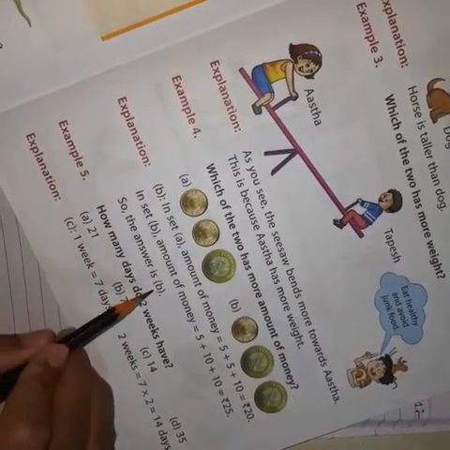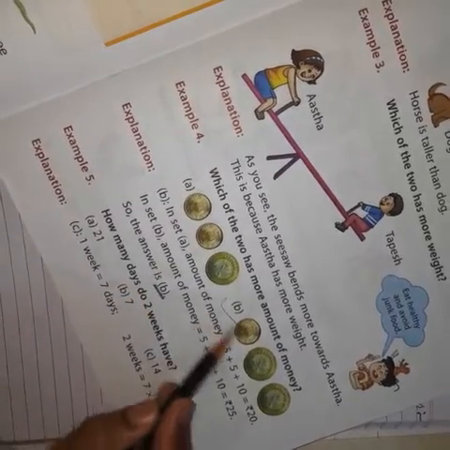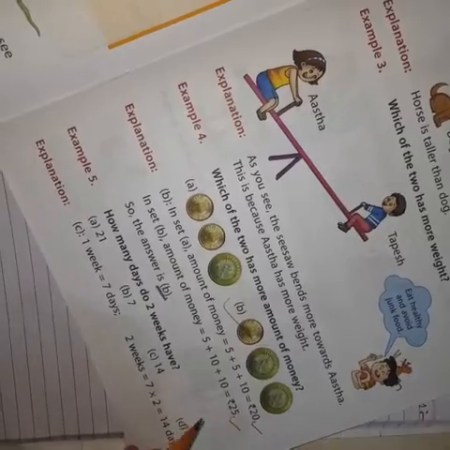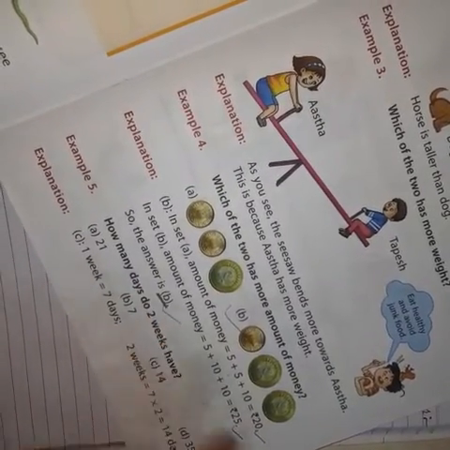So the answer is B, correct. Okay, because here is 25, here is 20. So the more amount of money is in option B. Okay.